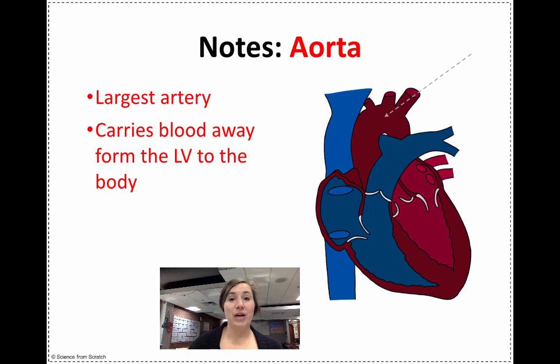It has to have very thick muscular walls to withstand all that pressure because there's a lot of pressure coming out of the heart, and it has to go in a U. So it's withstanding a lot of pressure. If you have ever heard of an aortic aneurysm, that can be fatal because it means that there's a bulge, and that bulge can burst on the aorta, and it can cause a lot of major bleeding if you don't get it caught right away. It carries the blood from the left ventricle to the rest of the body.